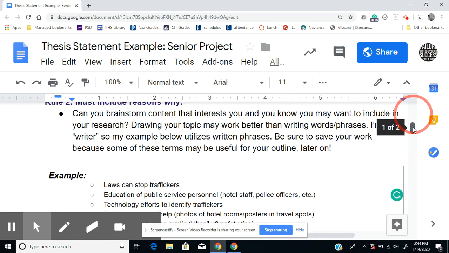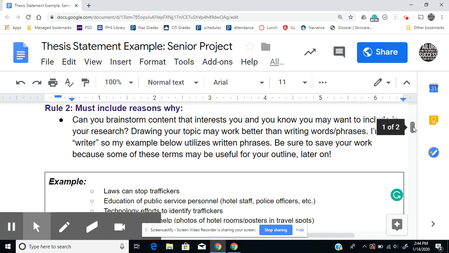Now that you're unpaused and you're ready to move on, we have to include reasons why. So this is where you want to brainstorm content that interests you, that you might want to write about, or that you feel you must include in your research. You might want to draw your topic instead of write. That's okay if you want to.